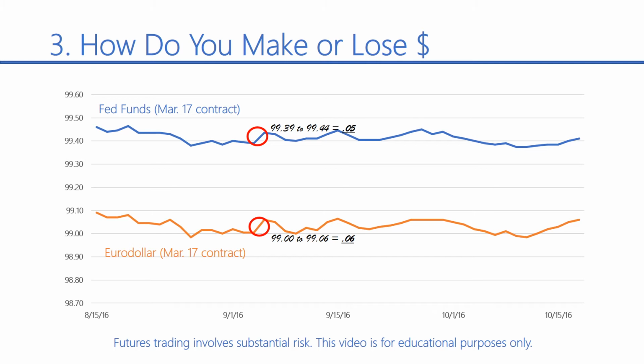For September 6th, Fed funds increased 5 cents and the euro-dollar increased 6 cents. The spread or difference between the 2 is 1 cent. This would be your spread gain or loss depending on which of the 2 contracts you were long and which you were short.